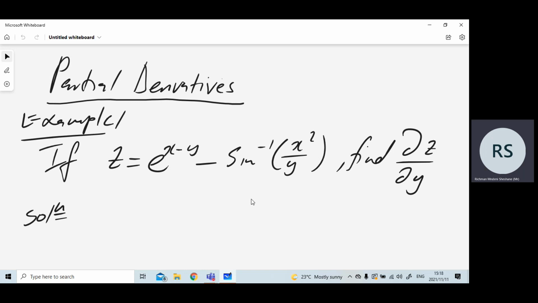Let's continue with partial derivatives. And then in this lecture, I will just give you more examples on partial derivatives.